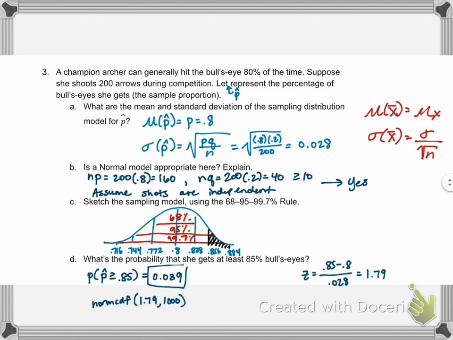And that's that. Again, you could do that same type of question for a sampling distribution of means. You would draw a normal model. The formulas are just the ones that I put in red up near part A.